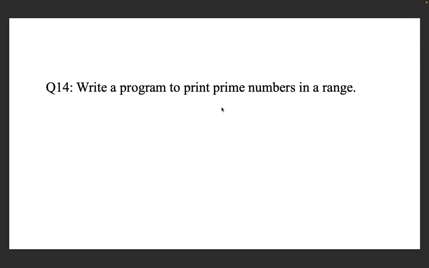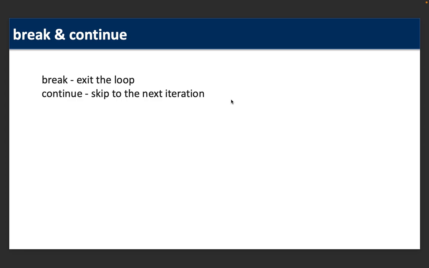Okay, this is the last question of this video. It asks: write a program to print prime numbers in a range. Suppose the range is 1 to 10, so we need to print the prime numbers between 1 and 10. Okay, so say the range is 50. We need to print prime numbers ranging from 1 to 50. So how to do this?